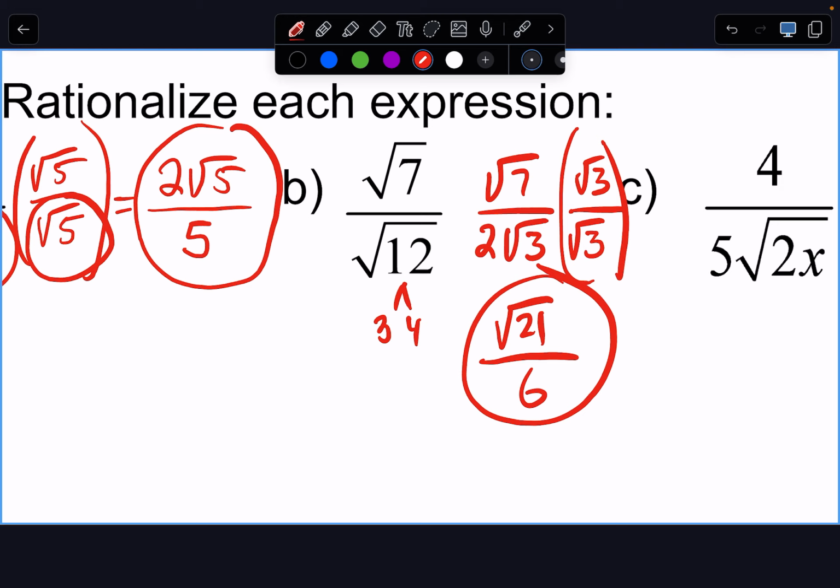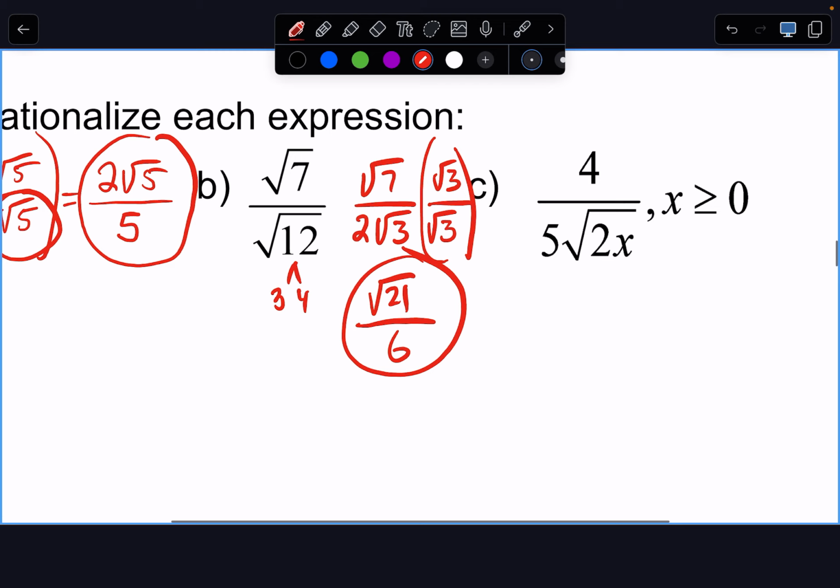There's nothing wrong with multiplying by square root of 12. Nothing wrong. However, if you can see it, if you can simplify it, it's going to save you time in the long run. Does that make sense, guys?